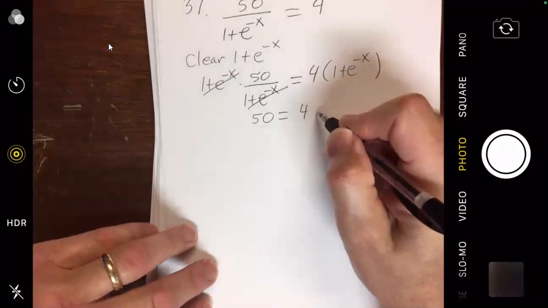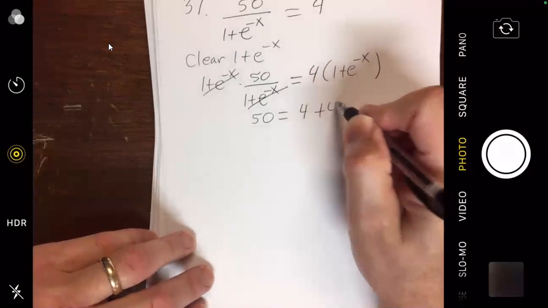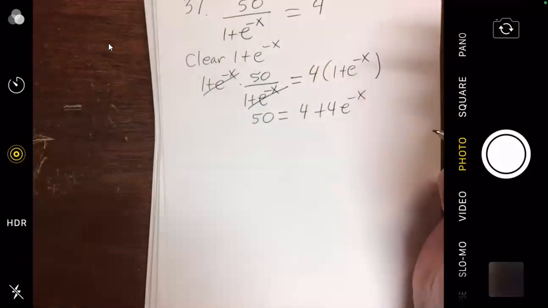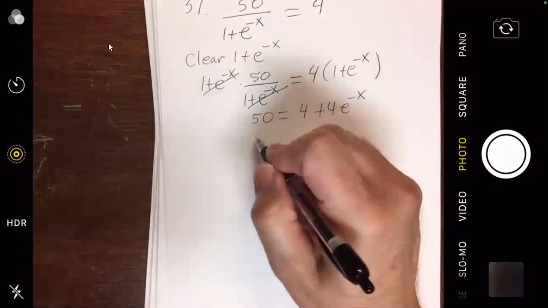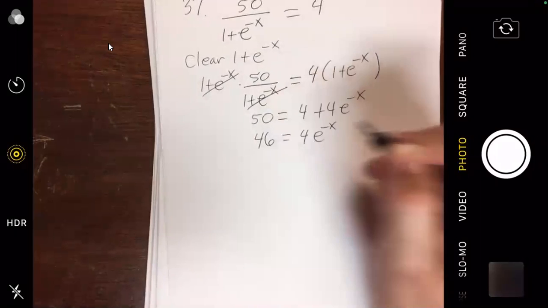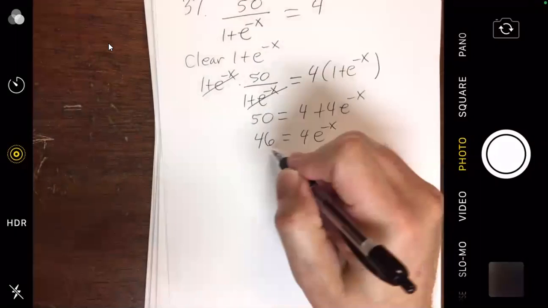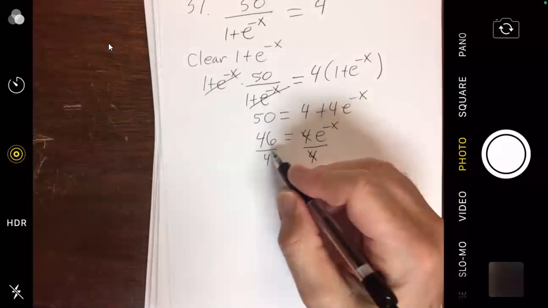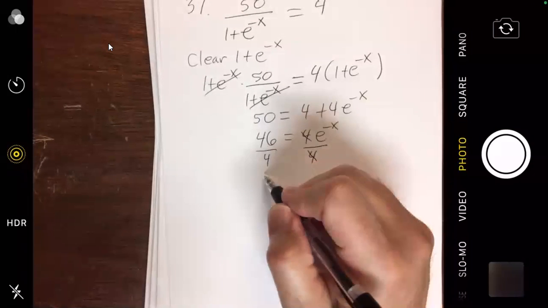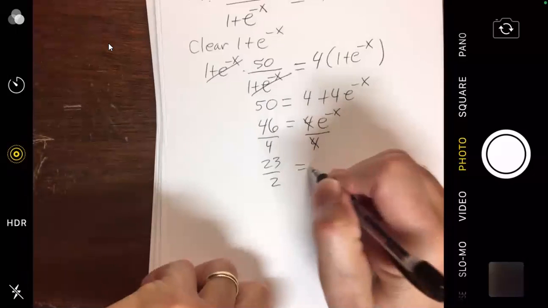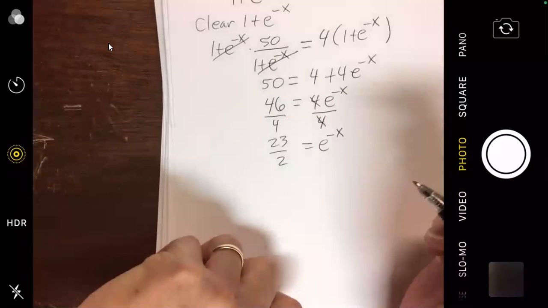I'm going to distribute through: 4 plus 4 e to the minus x. Could divide by 4 since it's factored out. You can play it either way. All right, now I'm going to subtract 4, minus x. And now I'm going to divide by 4. And you could leave it 46 over 4. I'm going to leave it 23 over 2. I guess I reduce it: 23 over 2 equals e to the minus x.